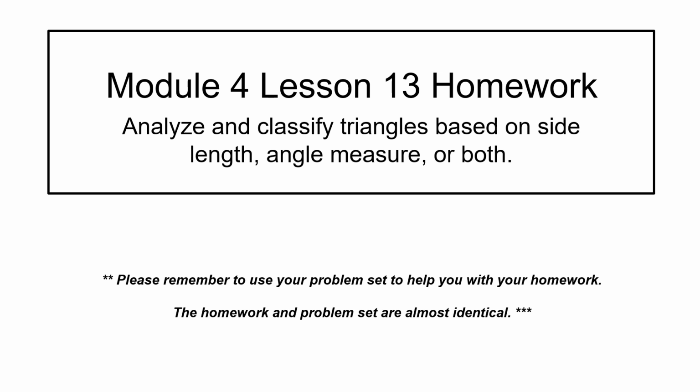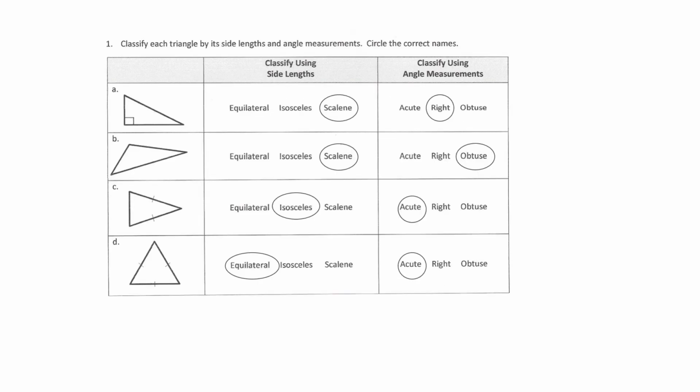And the objective is to analyze and classify triangles based on their side length, angle measure, or both. You do have a reference sheet that tells you the traits, the classifications for the different triangles: isosceles, scalene, right, and obtuse. So let's continue. Remember to use your problem set because it's almost identical. Use your reference sheet. And remember, you only have to do the problems that are circled.